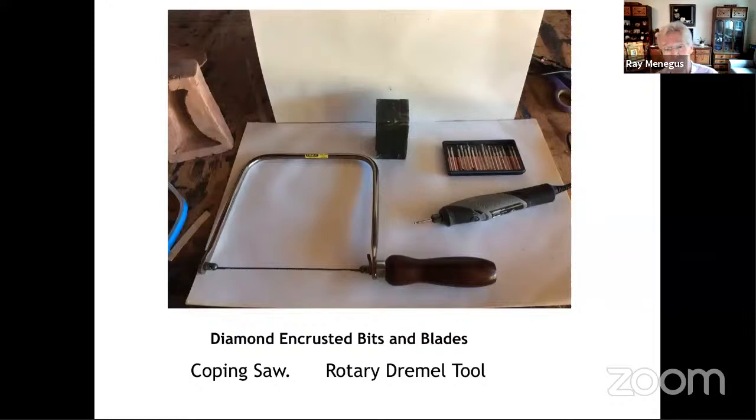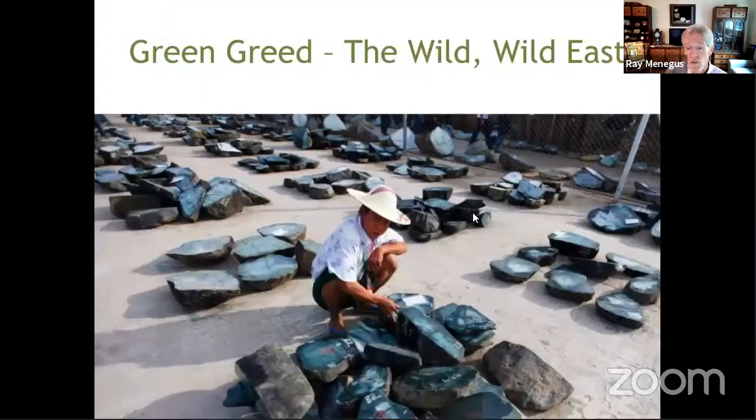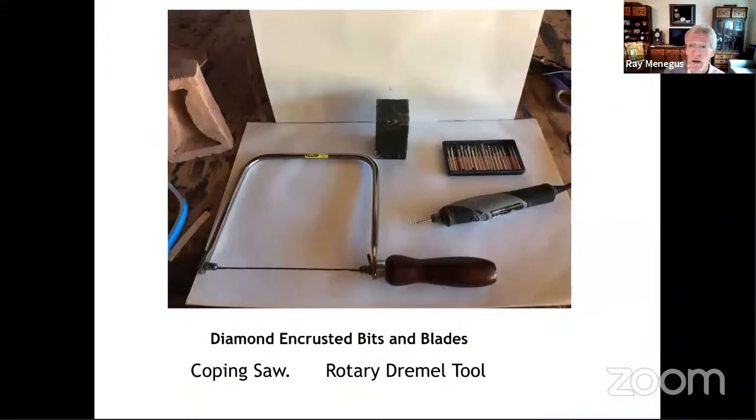However, we don't do it that way anymore. So now we could do it with coping saws that have diamond encrusted on the edge of it, or I have my little Dremel tool with diamond bits. This is my collection of diamond bits, and here's my nephrite that I bought in New Zealand, and I can work the jade. I can slice it with my coping saw and do the details with diamond bit drills.